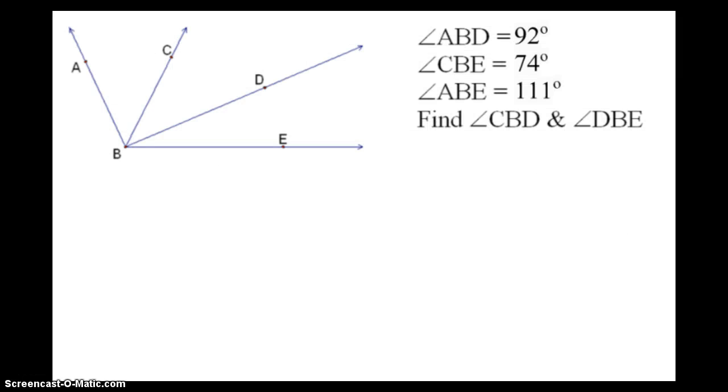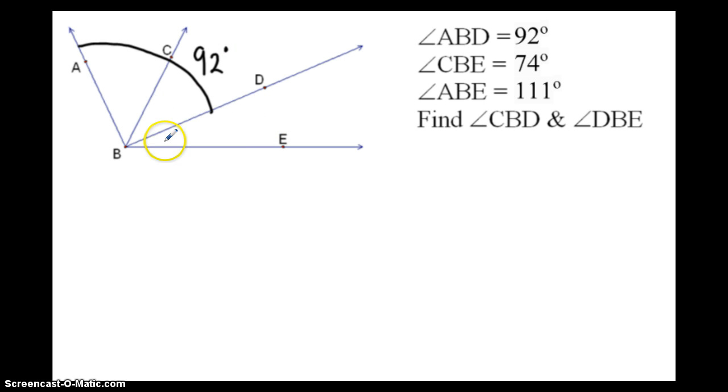Okay, so now let's do some application with the angle addition postulate. So what we're saying here is we can add two adjacent angles, and if we add them, their sum is equal to a third angle, a larger angle. So in this problem, we are given that angle ABD is 92 degrees. And so if you draw the sketch in your notebooks, I'm going to just label it up here. So I know that angle ABD is 92 degrees.